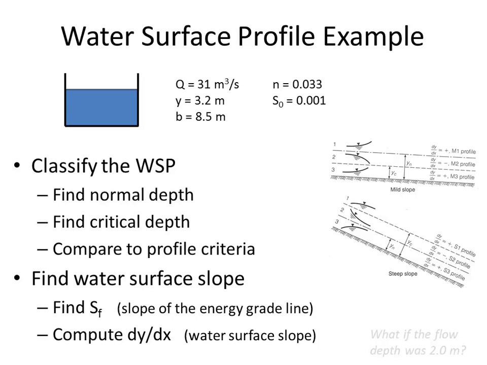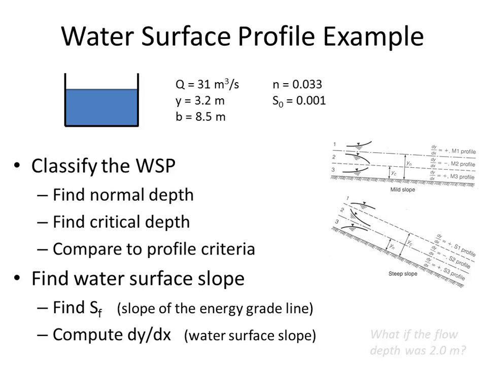So 0.033 is the n value. Flow rate 31 cubic meters per second. The wetted perimeter is 8.5 meters plus 2 times the 3.2 meter depth, and that wetted perimeter is to the 2/3 power. And the area is 8.5 meters times 3.2 meters to the 5/3 power.